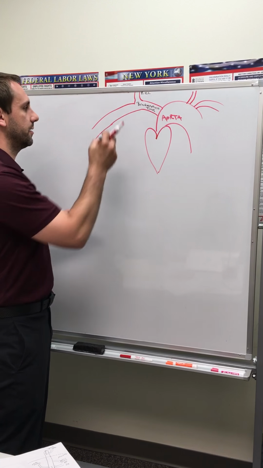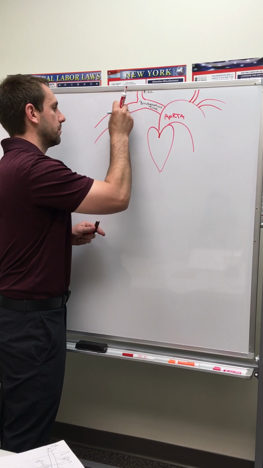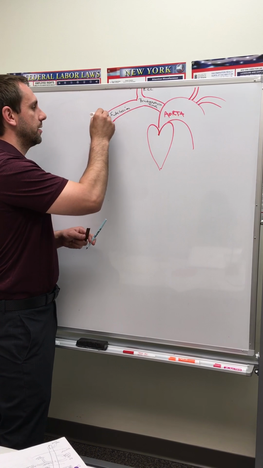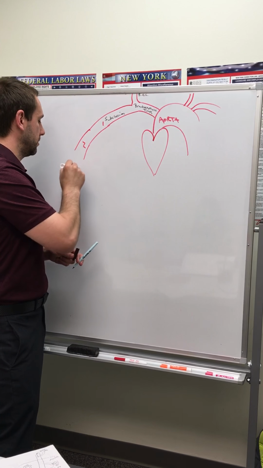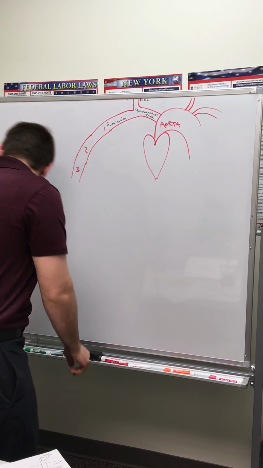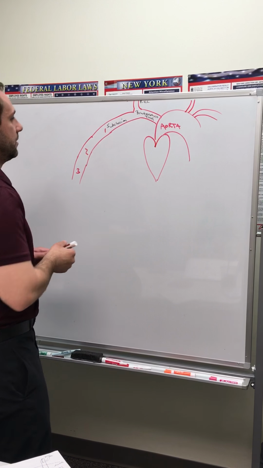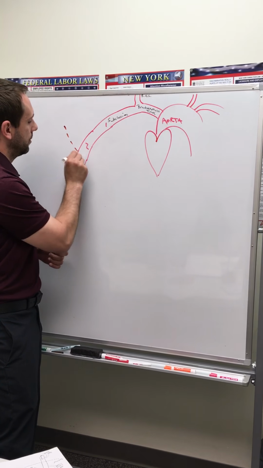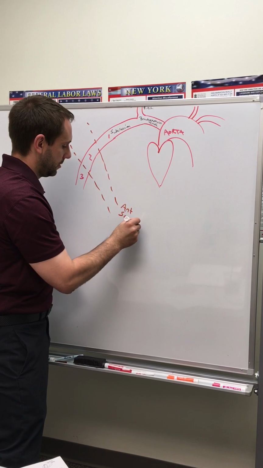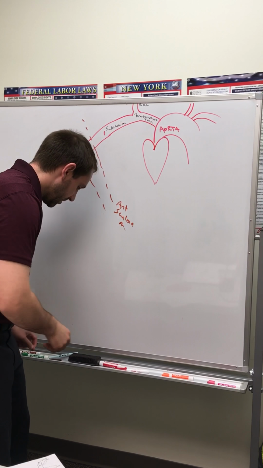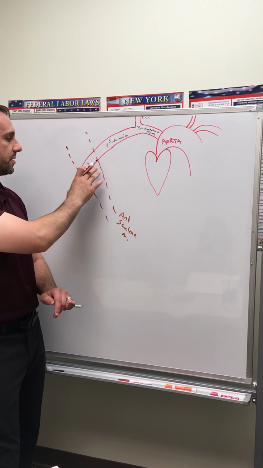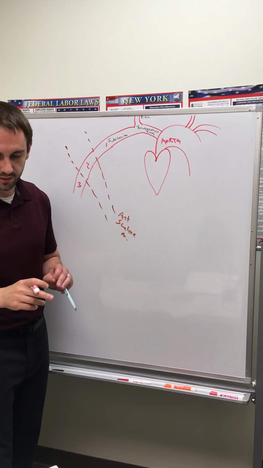So the subclavian artery is the other branch from the brachiocephalic. And we separate that into three parts. And it's relative to where the anterior scalene muscle is. So let's call this the anterior scalene muscle. There's a part of the subclavian artery that comes off before, proximal to the anterior scalene. There's a part that's deep to the anterior scalene, and there's a part that is distal.